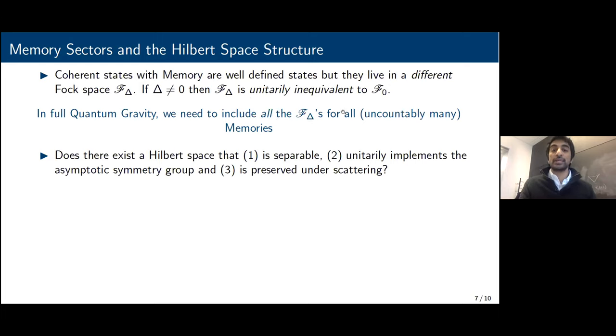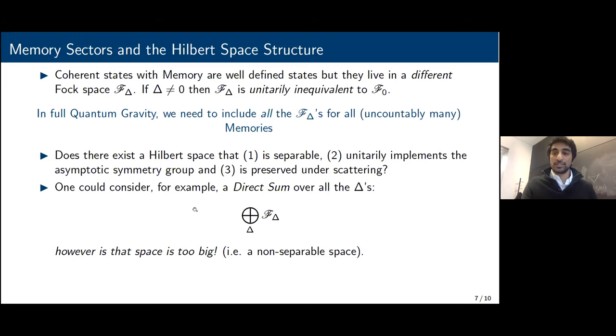How do we construct a Hilbert space that is, one, separable, two, unitarily implements the asymptotic symmetry group, and finally, is preserved under scattering? So if I start with an element of this Hilbert space, I end up with an element of this Hilbert space. Okay, so this is the key issue I'll be addressing for the rest of this talk.